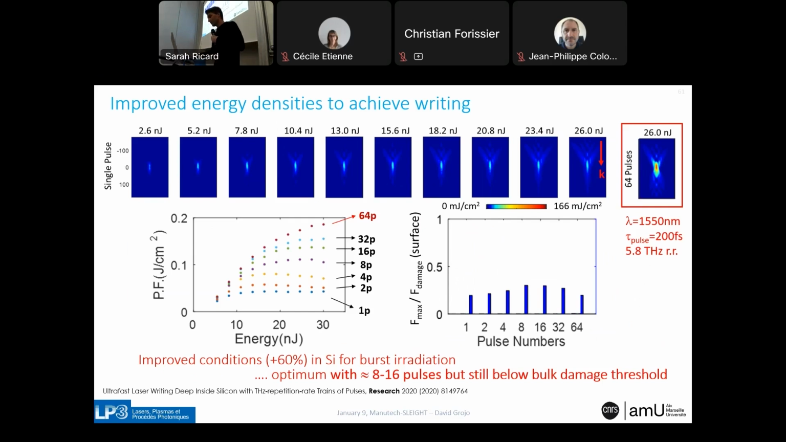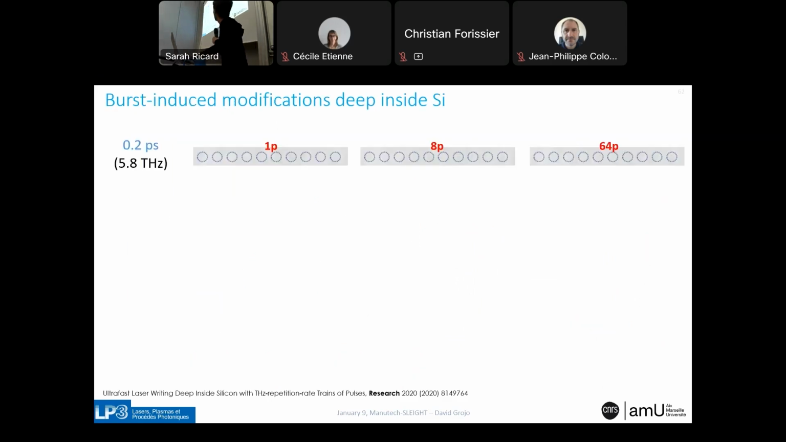And that could be confirmed by some laser writing experiments. I'm sorry, it's not very visible there, but what I show at the top are infrared top views of irradiated spots for different conditions: 1 pulse, 8 pulses, 64 pulses. What you should see there is that there is nothing. Whatever the number of pulses we put in the train, if we still work with 200 femtosecond pulses, you will never find a permanent modification.